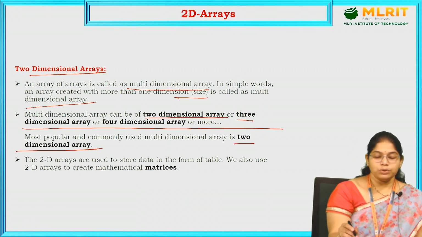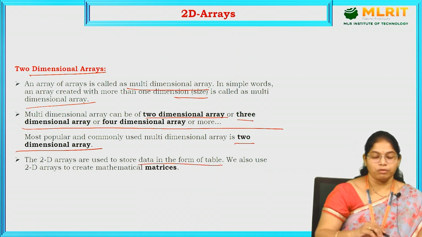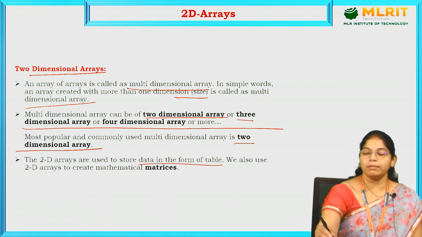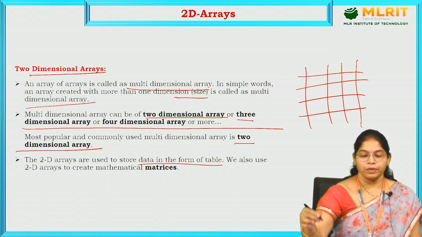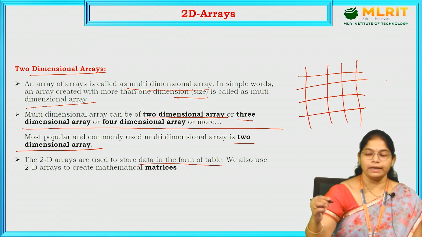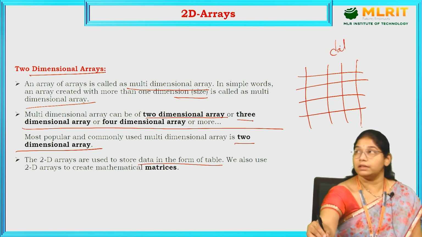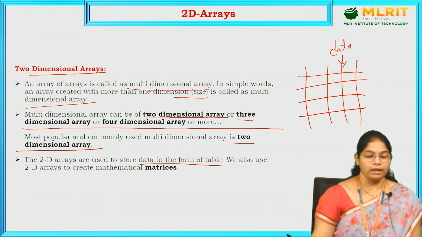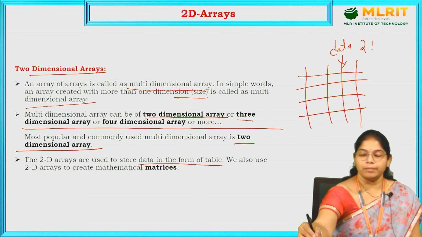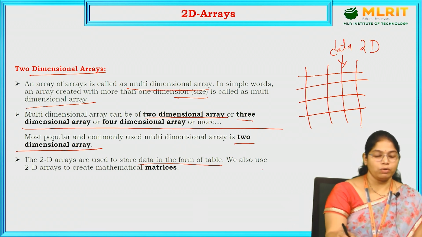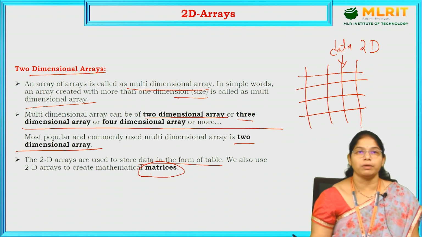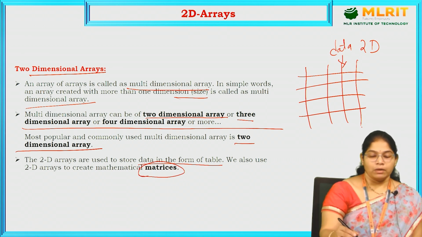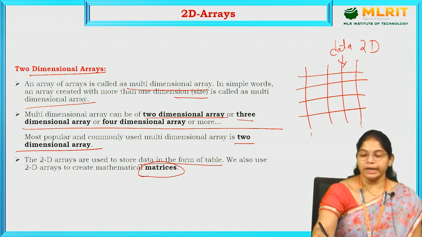A 2D array is used to store data in the form of a table. Data in the form of a table means rows and columns. This is a tabular form. So if I want to store the data in this form, then we use a 2D array. We also use a 2D array to create mathematical matrices. It is one of the applications of a 2D array. So if I want to store data in the form of a table, we use a two-dimensional array.